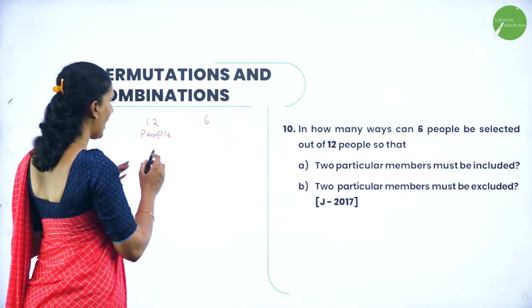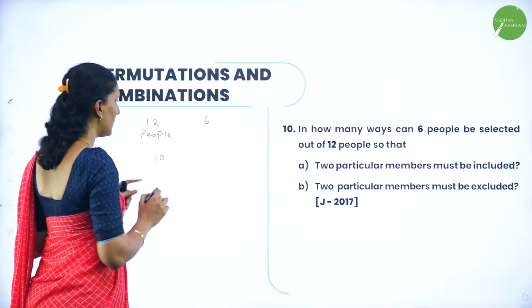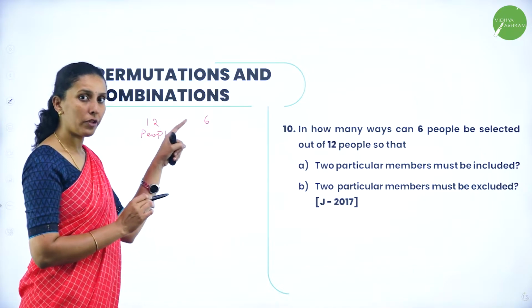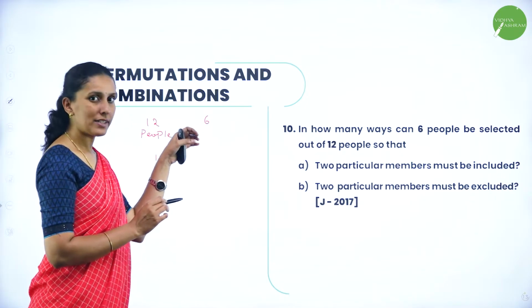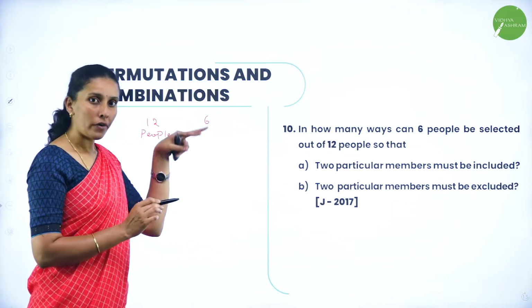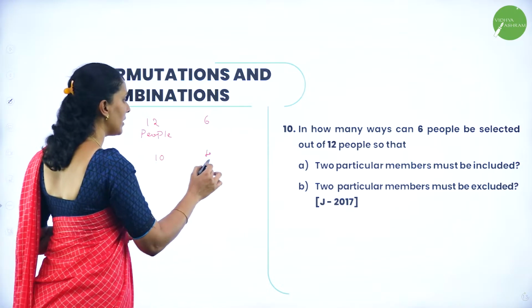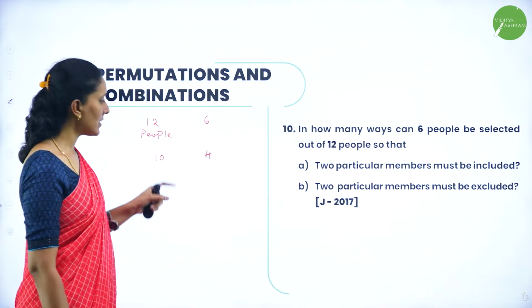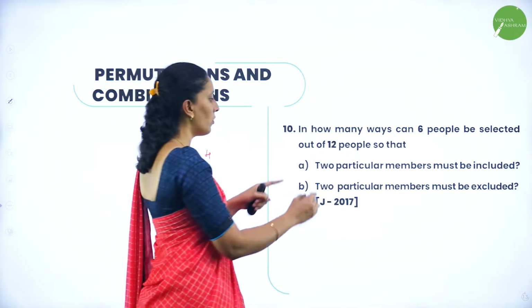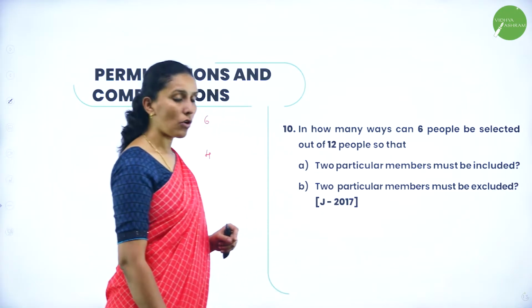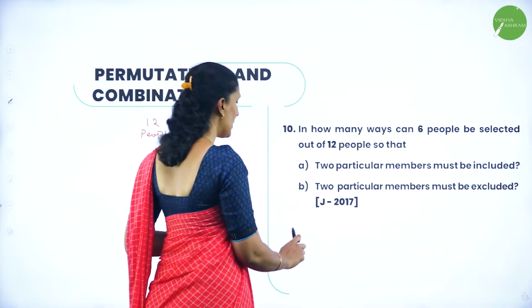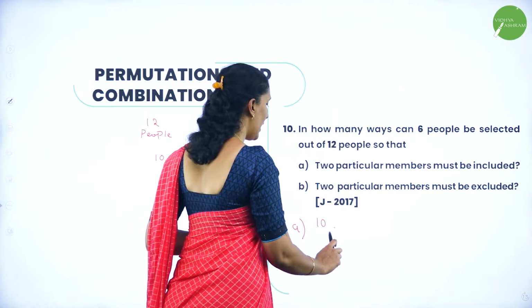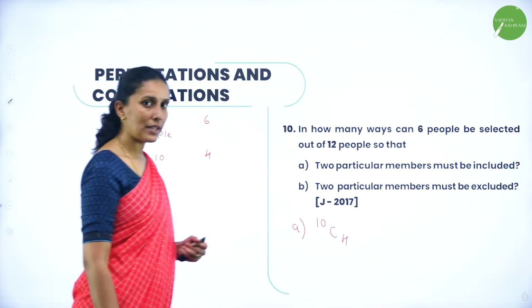So therefore, I have left only 10 people here because already 2 of them are selected, and since I need to select 6, 2 are already included. The remaining is I need to select only 4 members out of 10. So for the question where 2 particular members are always included, the answer will be equal to 10C4. So this is the number of selections.